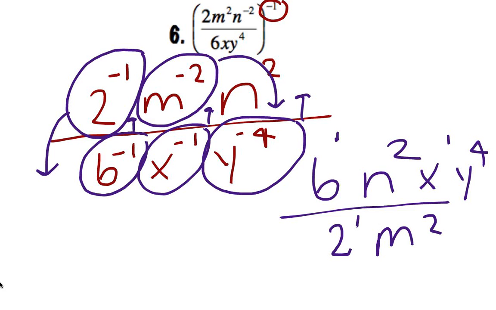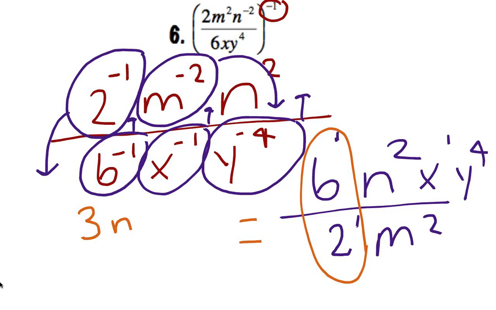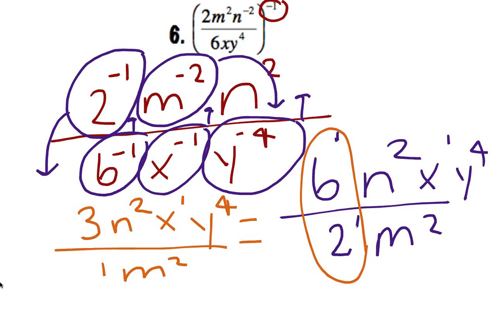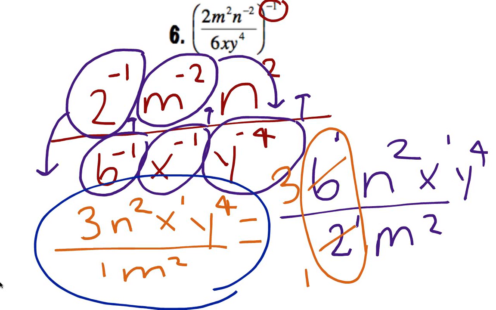Now, I'm not quite finished yet. My final answer here, I can simplify two things. Or one thing, really. I can simplify my 6 and my 2. 6 divided by 2 is going to give me 3. So my final answer is going to look like this. 3n squared, x to the power of 1, y to the power of 4, all over m squared. If you want to put a 1 here to help you keep track of that 2, because 2 goes into 2 once and 2 goes into 6 3 times, if that'll help you keep track of it, that is fine. But this here is my final answer.